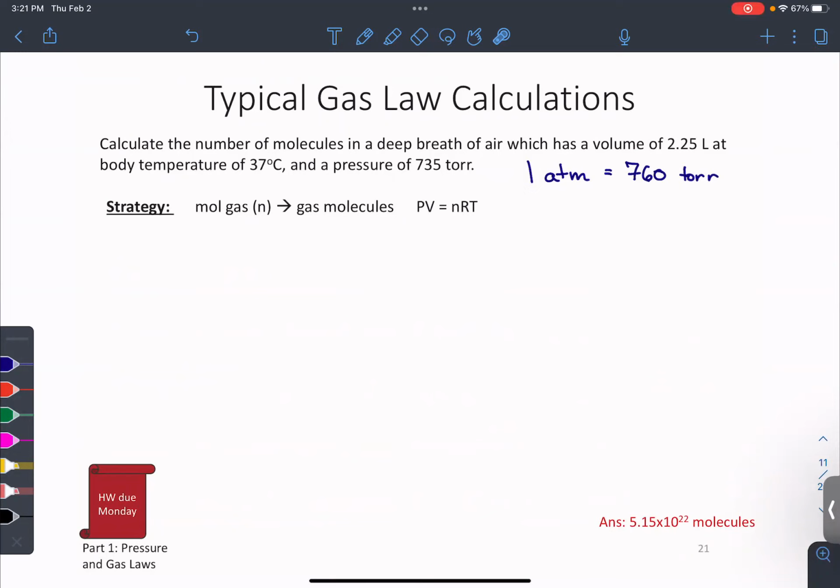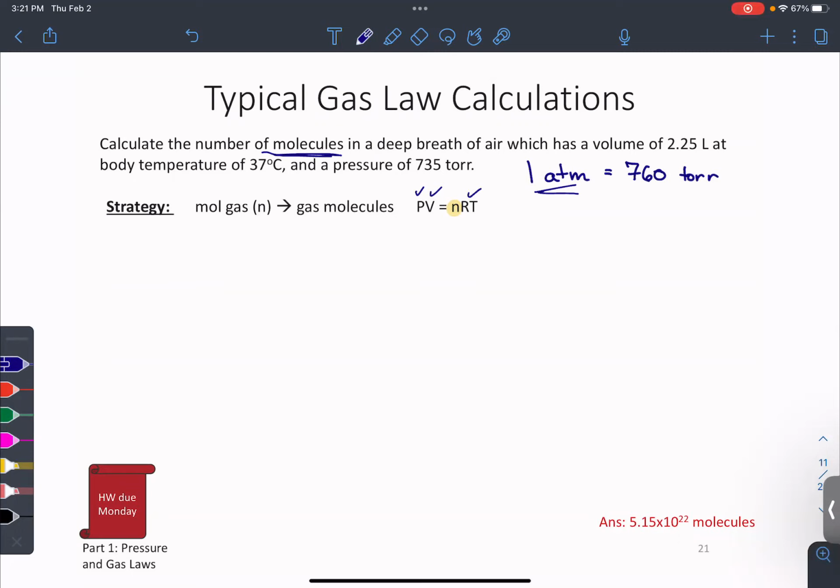So let's calculate the number of molecules in a deep breath of air, which has this volume at this temperature and this pressure. So we're using PV equals nRT again. They give us pressure, but it's in torr, so we're gonna have to do a small little calculation before we put that pressure in. They tell us the volume and they tell us the temperature. So here we're solving for n, moles of gas in a deep breath of air. And so this question is asking for molecules, so we can take one additional step to go from moles to molecules. How do we do that?